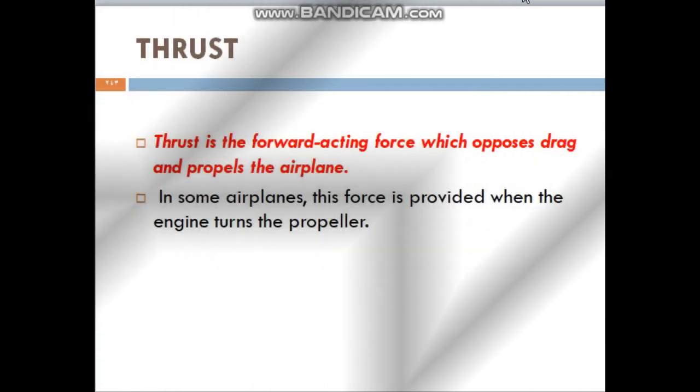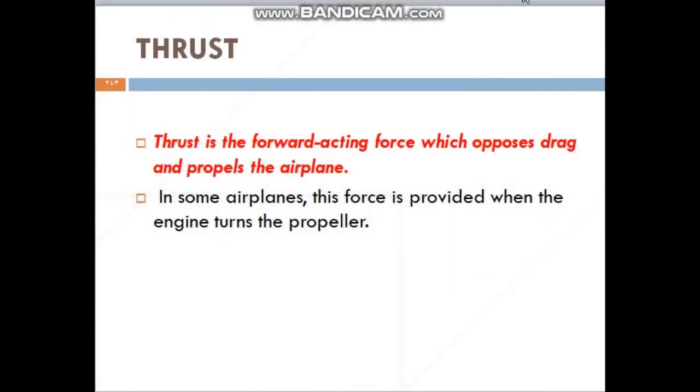The third force of flight is thrust. Thrust is the forward acting force which opposes drag and propels the airplane. And thrust, as we know, is produced by the engine. In some airplanes, this force is provided when the engine turns the propeller.